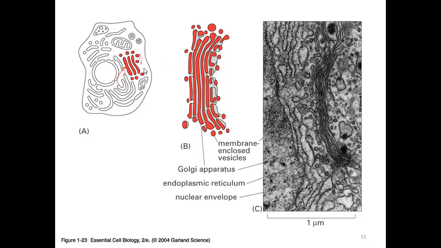Maybe the proteins need to go to the plasma membrane. Maybe the proteins need to be secreted to the extracellular environment. This all occurs in the Golgi.